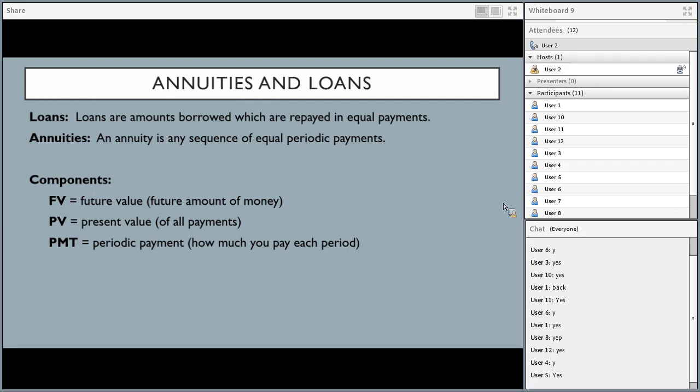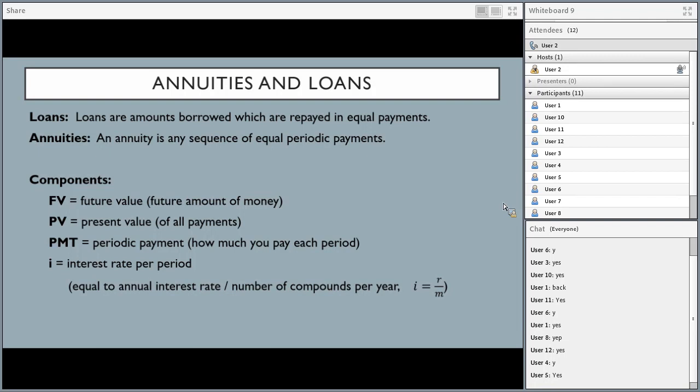PMT stands for periodic payment. So that basically means how much are you paying to this institution every month or every year or whatever the period is. Normally we do pay on months, or that's sort of what we're all probably used to, but it doesn't have to be months. But PMT is going to stand for how much am I paying at each period to this bank or to this institution. I is the interest rate per period.